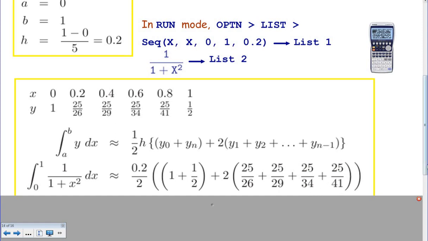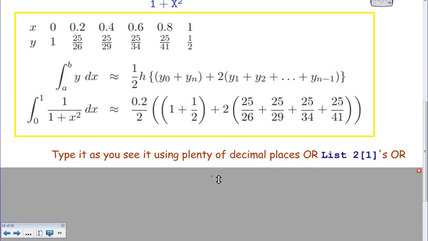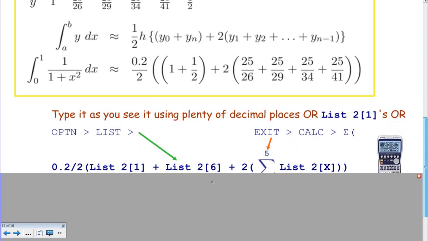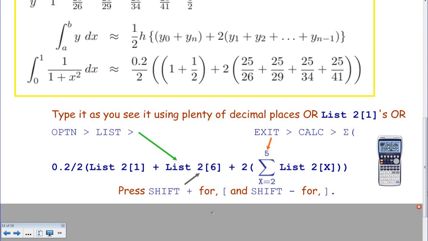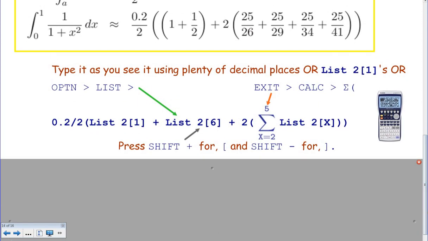Which I got on my calculator. And then finally, you can either type that in as it is. Because these are nice exact fractions, you could type that in without worrying about rounding error. If you've got decimals, you can type it as you see it, but you need to have enough decimal places so you don't end up with rounding error. Or you can use the method we just used, where we're using list, square brackets, and the sum of. Or you can type it as you see it. It's your choice.